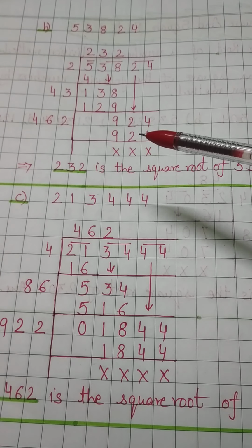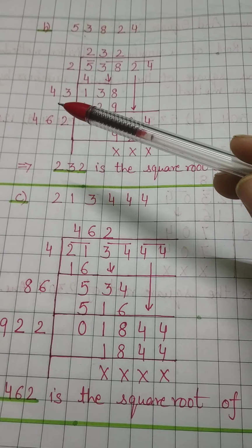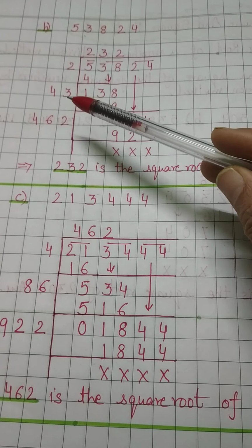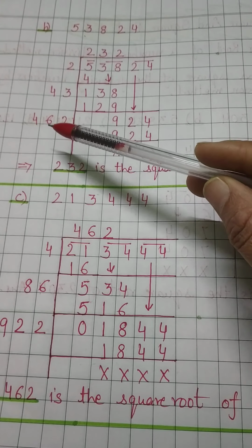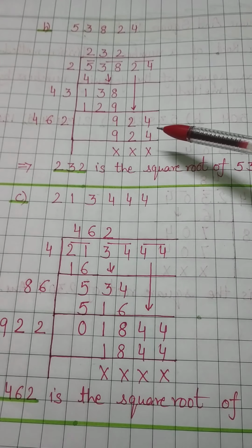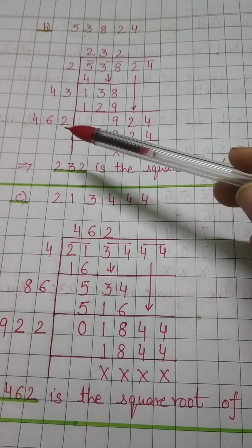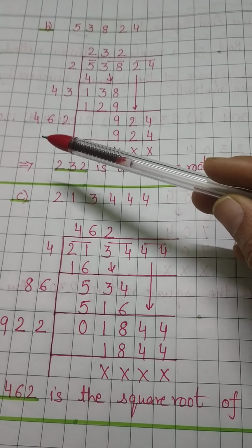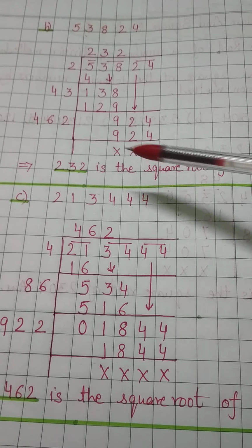So here 9 24, so here 4, and to this number we have to add 3 plus 3, 6, so we will write here 6. Then 460, we will think of 2: 2 2s are 4, 2 6s are 12, 2 4s are 8 and 1 is 9, so 924 is coming.